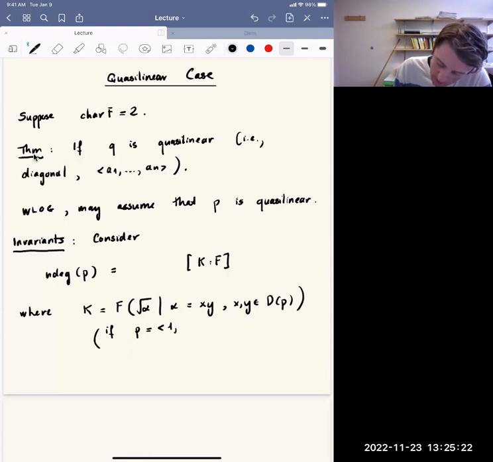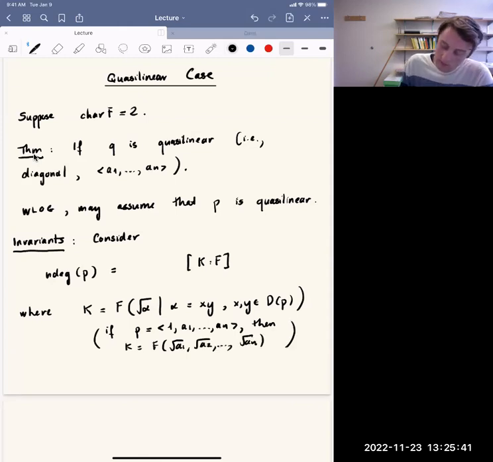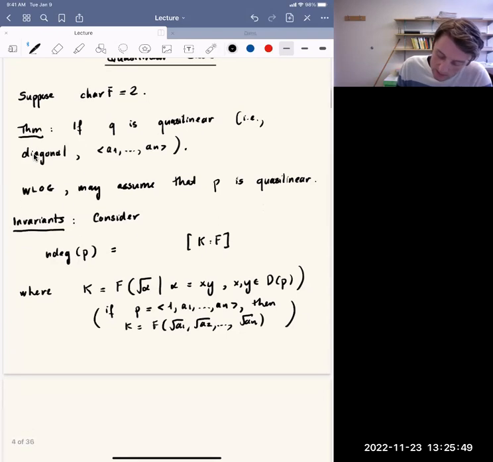Let's say we scale P so that it now represents 1, and then we choose coordinates, so we get an explicit representation of this form P. Then this field K is nothing else but the field we get by adjoining the square roots of these coefficients A1, A2 up to AN. So we're interested in the degree of this purely inseparable extension of F, and just to make life a little bit easier, the degree of this thing is a power of 2, and I'm going to take the exponent. So I'm taking the base 2 logarithm of this degree.